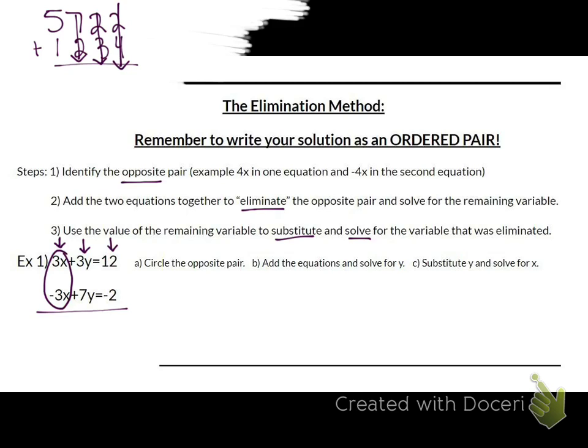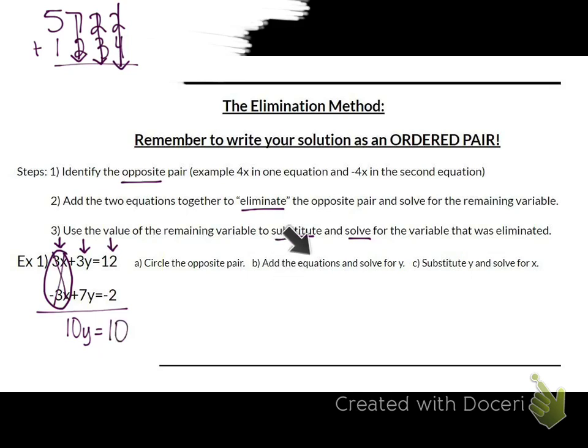What happens when we add 3x to a negative 3x? It cancels out or eliminates. That's the whole goal here. What do we get when we take 3y plus 7y? 10y. The equal sign kind of stays where it is. What about 12 plus a negative 2? 10. A positive 10.